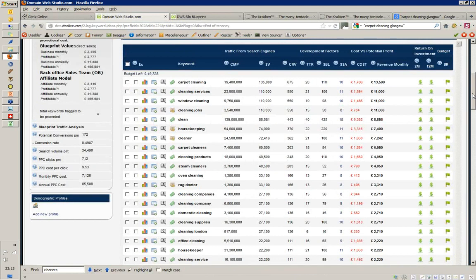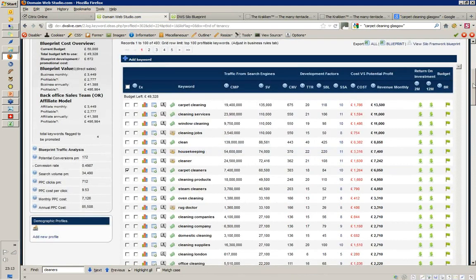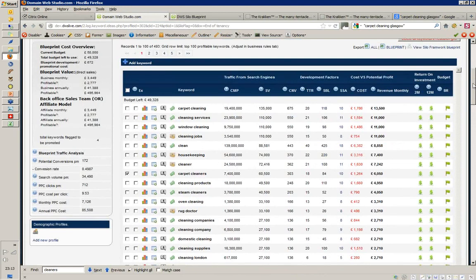So I'm going to go to carpet cleaners. I'm going to move that into the blueprint. End of tenancy cleaning.